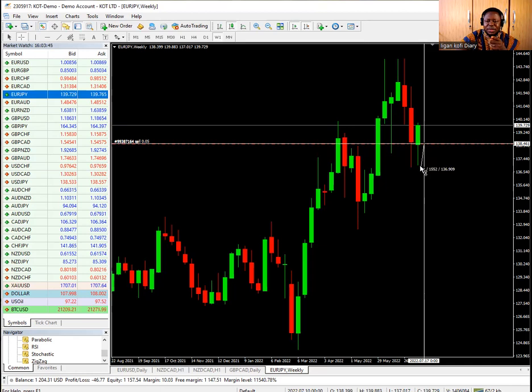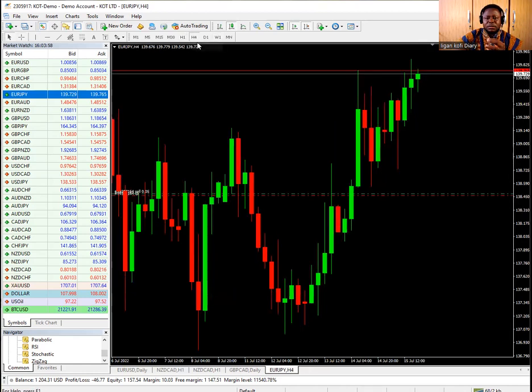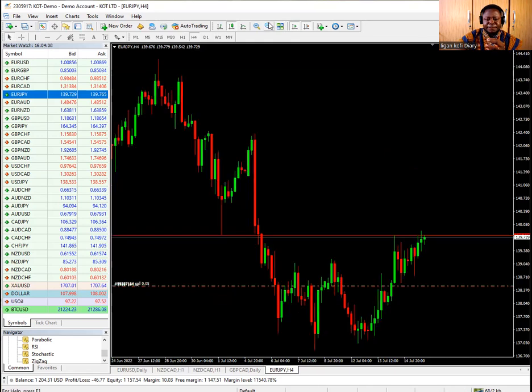So I am in a loss right now, almost 128 pips. But I'm still holding on to it. But those who entered this trade early had a win on this one. There's no doubt about it. There should be a win. Because look at it here.